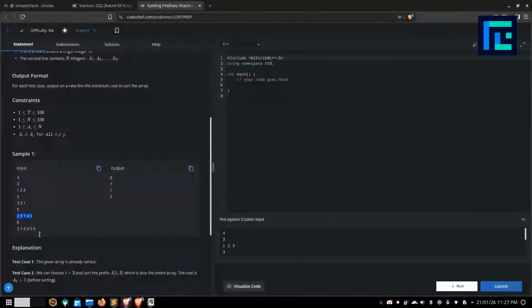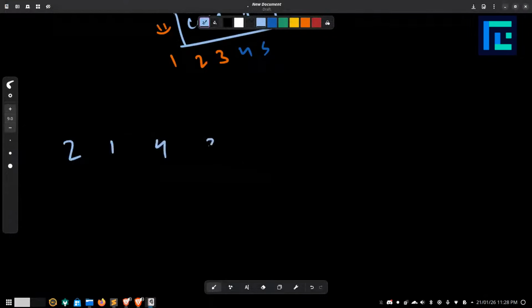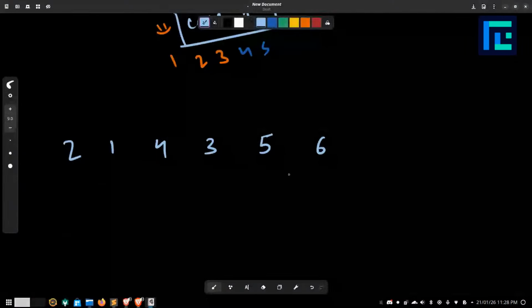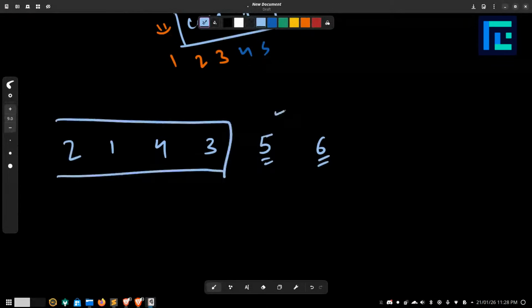Now let's see the next test case. The next test case is 2, 1, 4, 3, 5, 6. Again, we can see that 5 and 6 are at their sorted positions. So we need to sort only this much of the array. There is no point in including these two numbers in the operation.